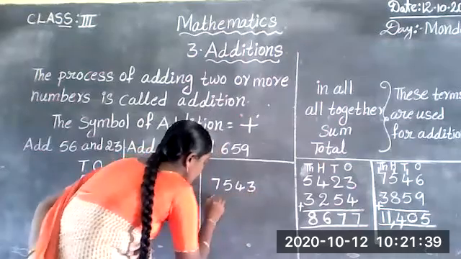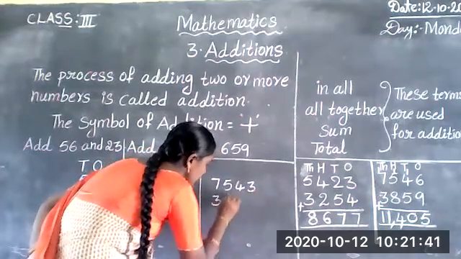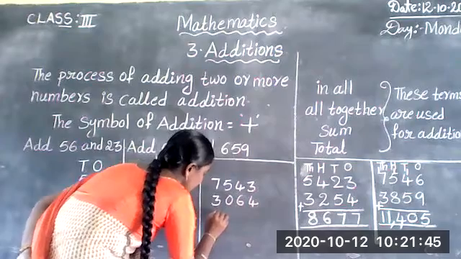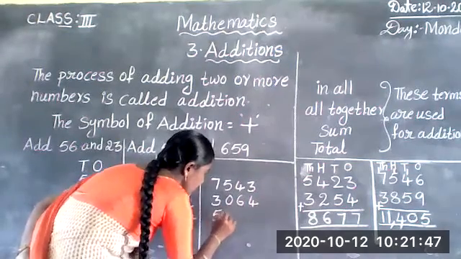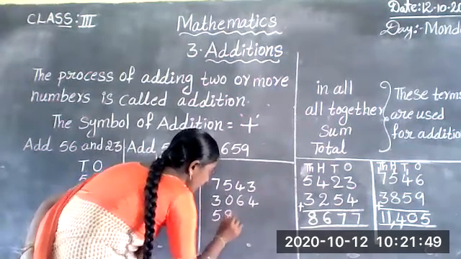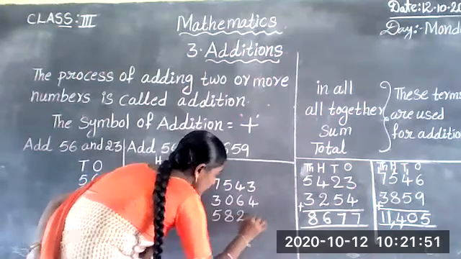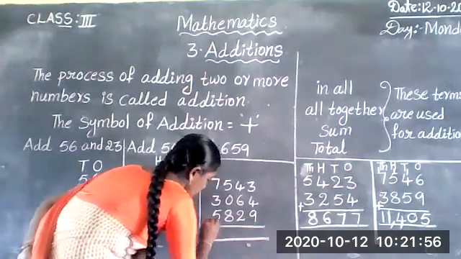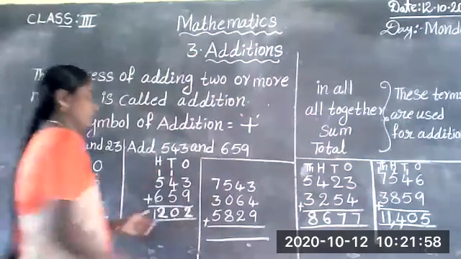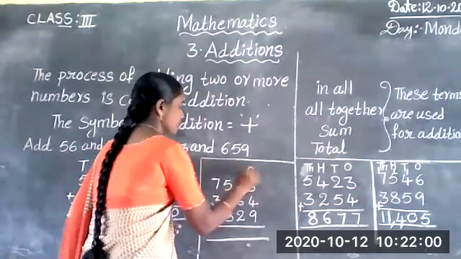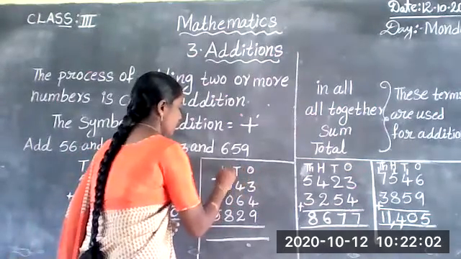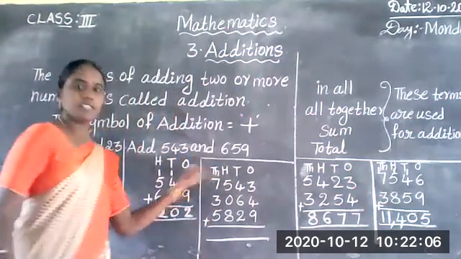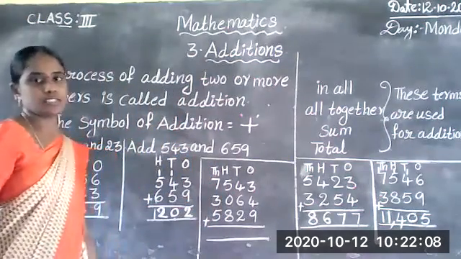7,543, 3,064. Next, 5,829. Okay, ones, tens, hundreds, thousands.